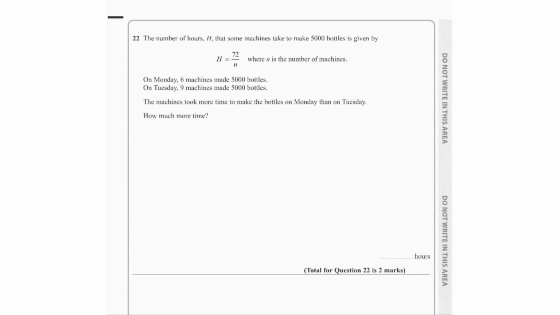Question 22 says the number of hours H that some machines take to make 5,000 bottles is given by H equals 72 over N, where N is the number of machines. On Monday, 6 machines made 5,000 bottles. On Tuesday, 9 machines made 5,000 bottles. The machines took more time to make the bottles on Monday than on Tuesday. How much more time? So to calculate that, let's find the number of hours for Monday. 72 divided by 6, that's 12. And then for Tuesday, 72 divided by 9, which is 8. So how much more time? That's going to be 12 minus 8, and that is 4 hours.